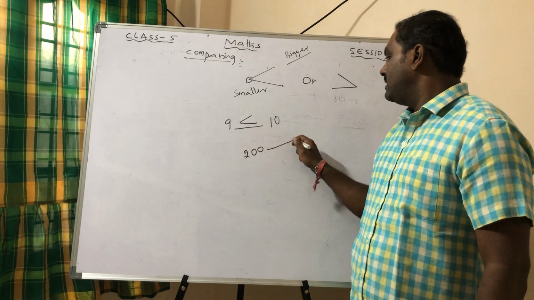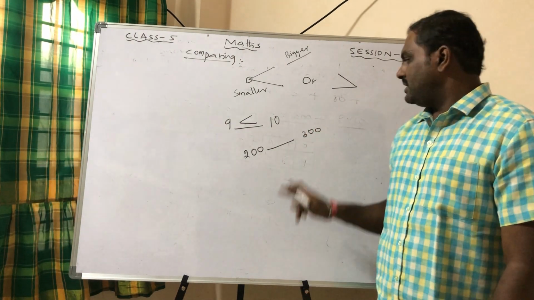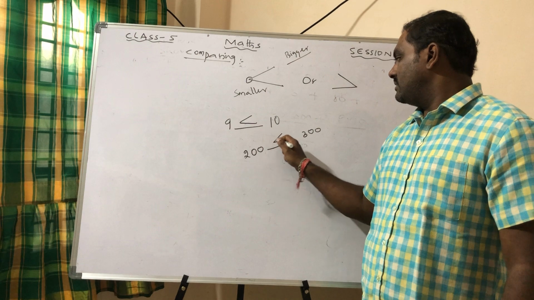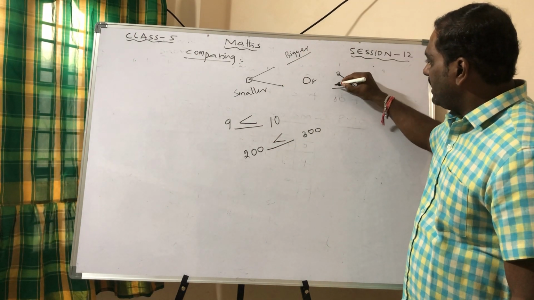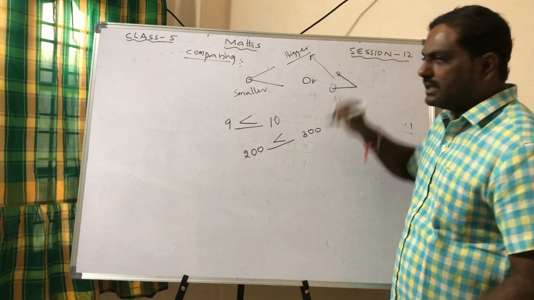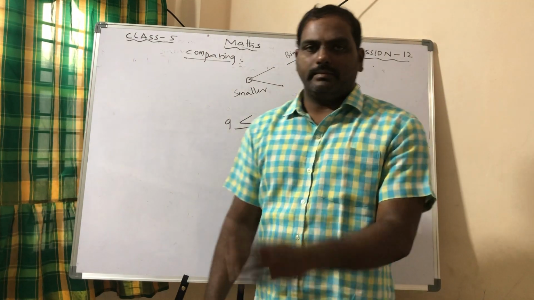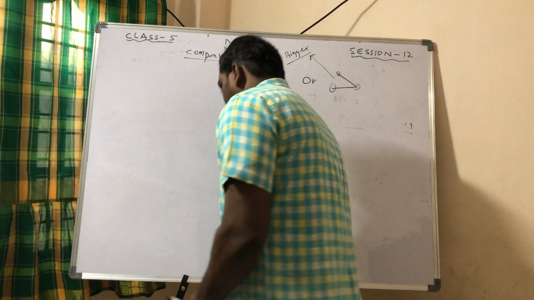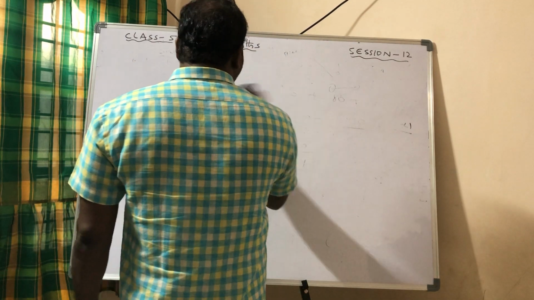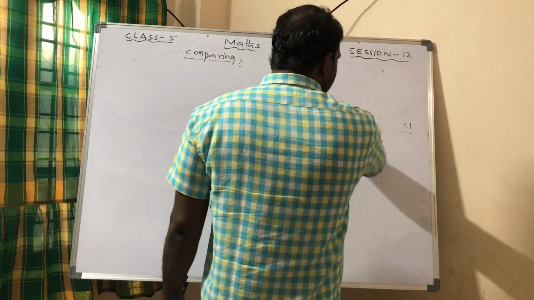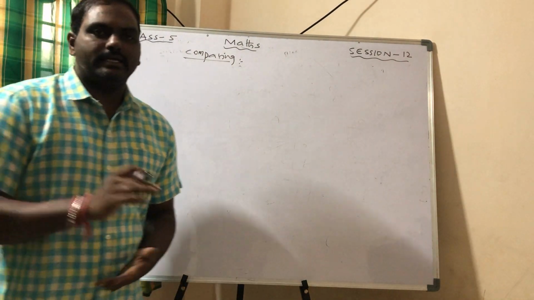Now look at one more example. 200, 300. Among these, which is bigger? 300 is bigger. So I have to show it like this. So what you understand from this is that in this symbol the two lines must show towards the bigger number and this point must show towards the smaller number. So this is the comparison. Okay, now we'll go for the examples. For this one also I'll give 3 examples. After that I'll stop this session and in the next session we'll start the exercise sums.